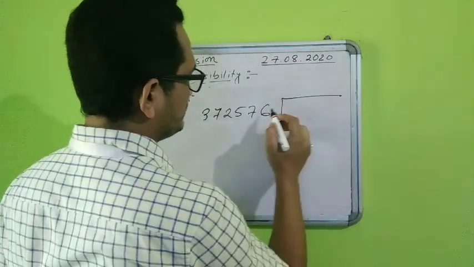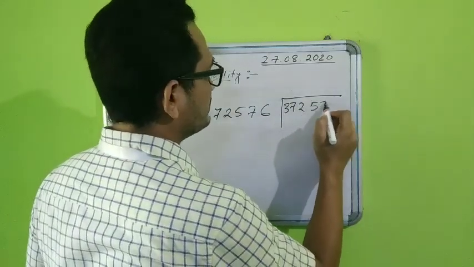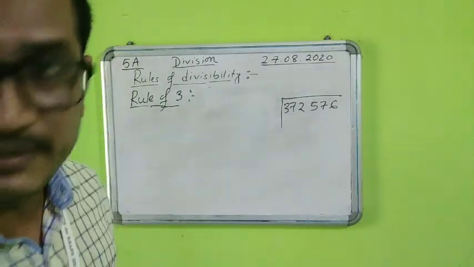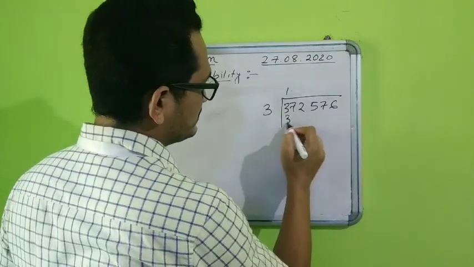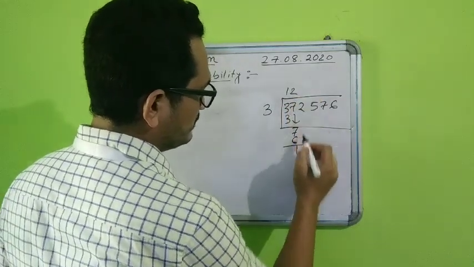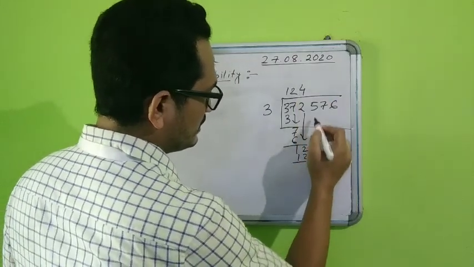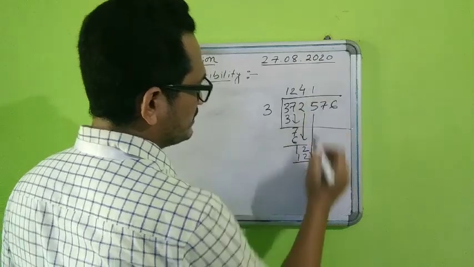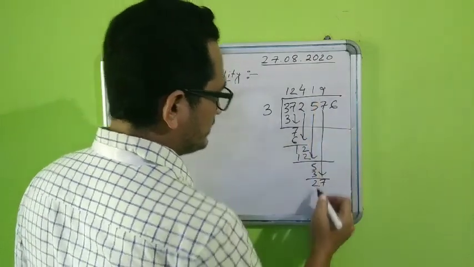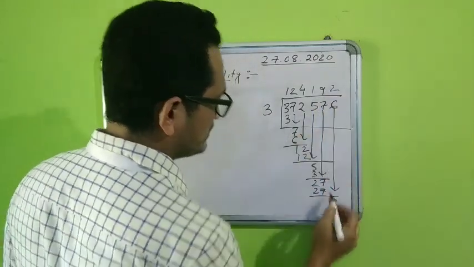So let us divide this. I will write the number first here: 3, 7, 2, 5, 7, 6. Let us actually divide and find out whether my statement is correct or wrong. So let us divide. 3 ones are 3. Then 7. Then 3 twos are 6. 7 minus 6, 1. Then 2. 3 fours are 12. 12 minus 12, 0. Then this 5 will come down. 3 ones are 3. 5 minus 3, 2. 7 will come down. 3 nines are 27. 0. Then 6 will come down. So 3 twos are 6.